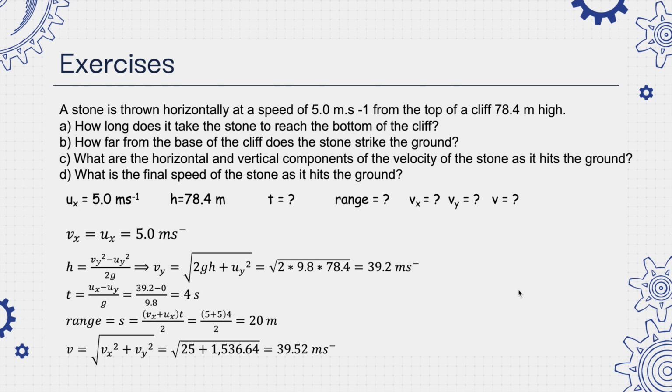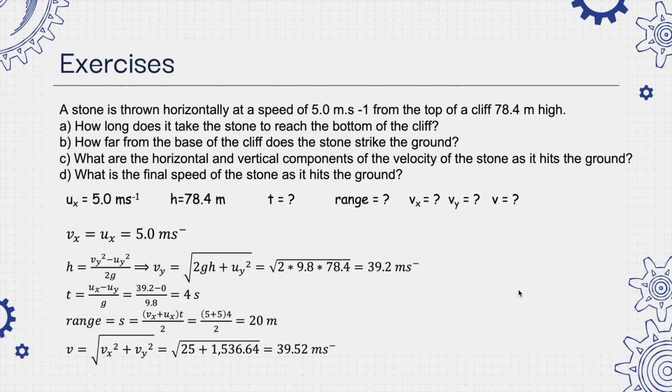So the range will be equal to Vx plus Ux times the time divided by 2. So 10 times 4 divided by 2, so it's 20. So from this exercise, we finished, and just a few little remarks.